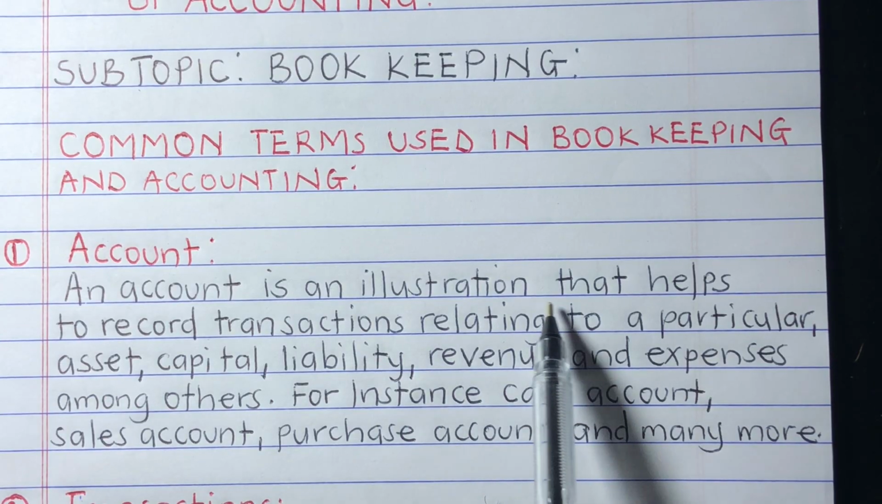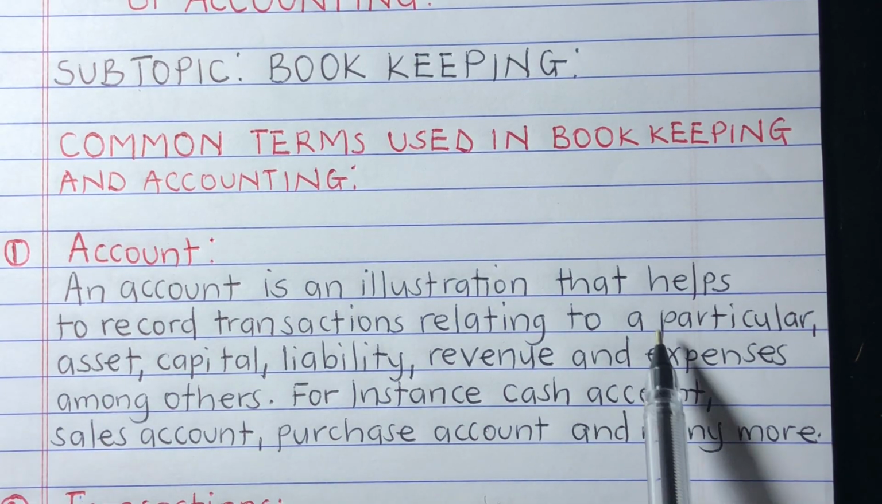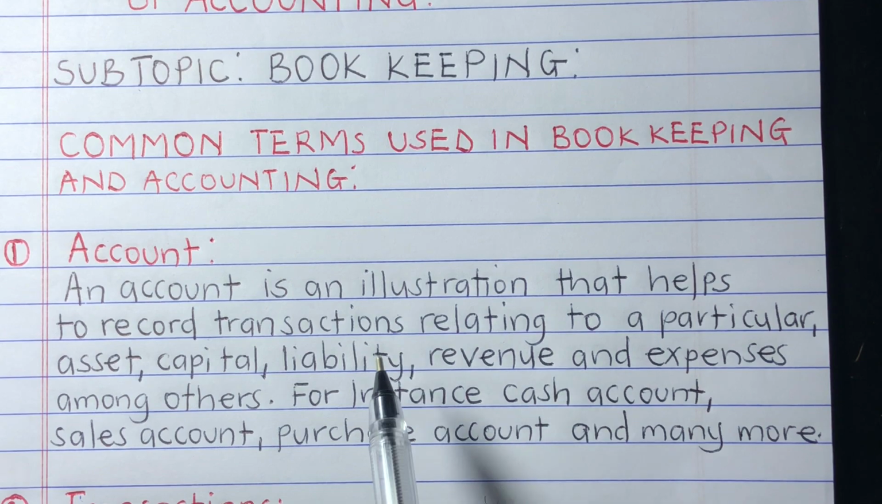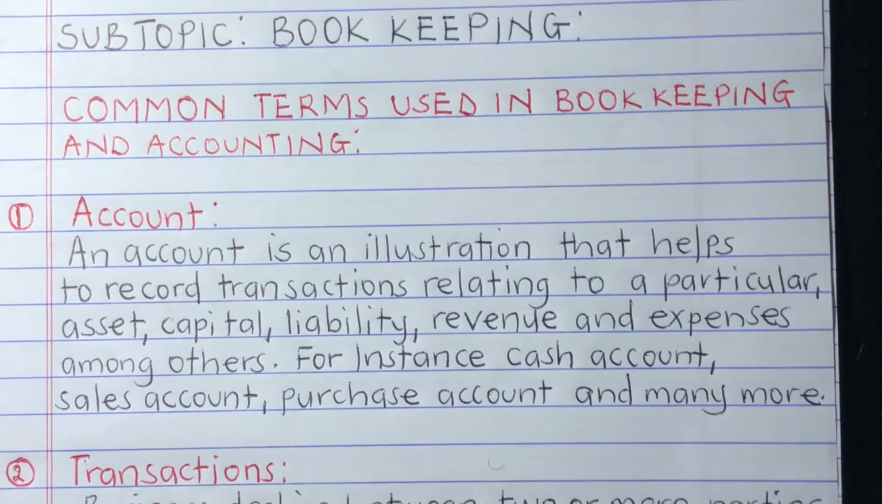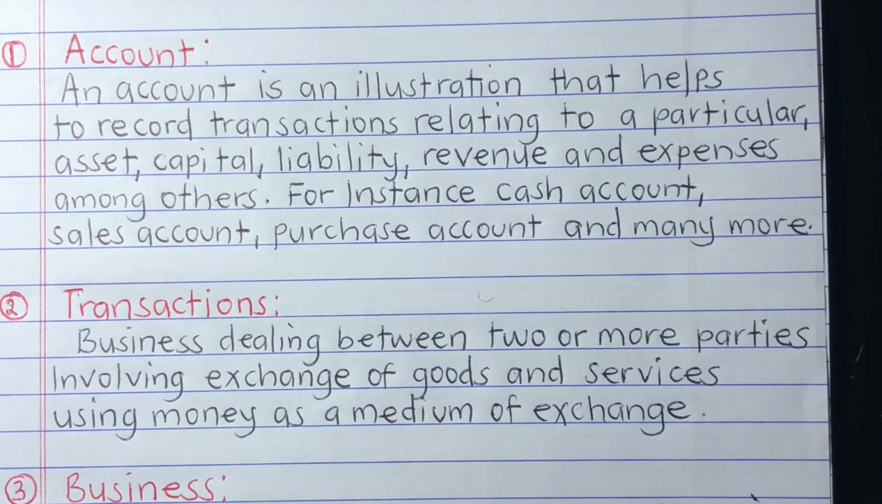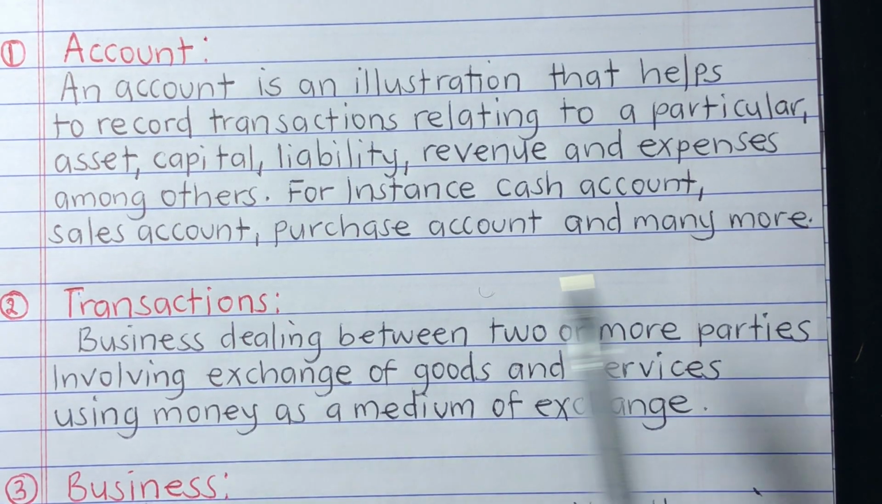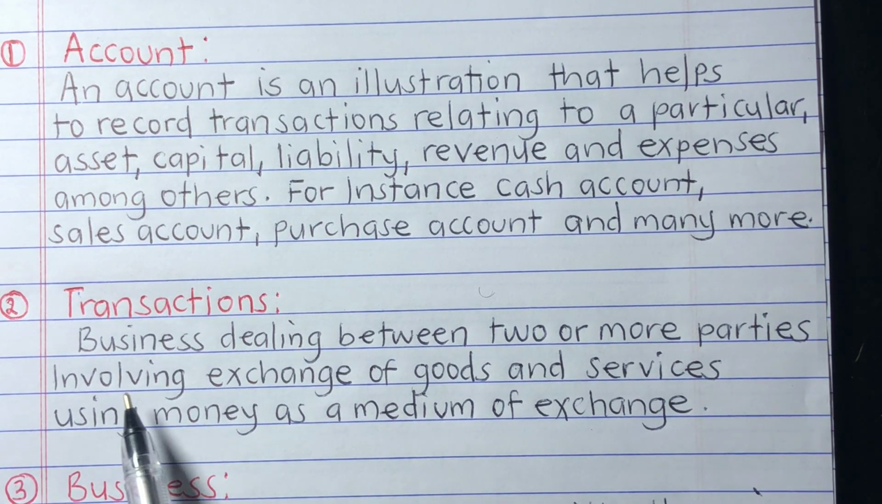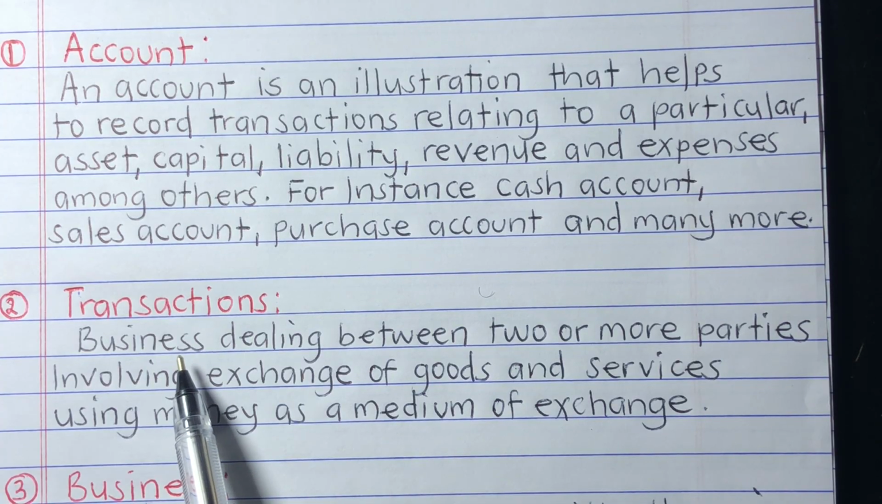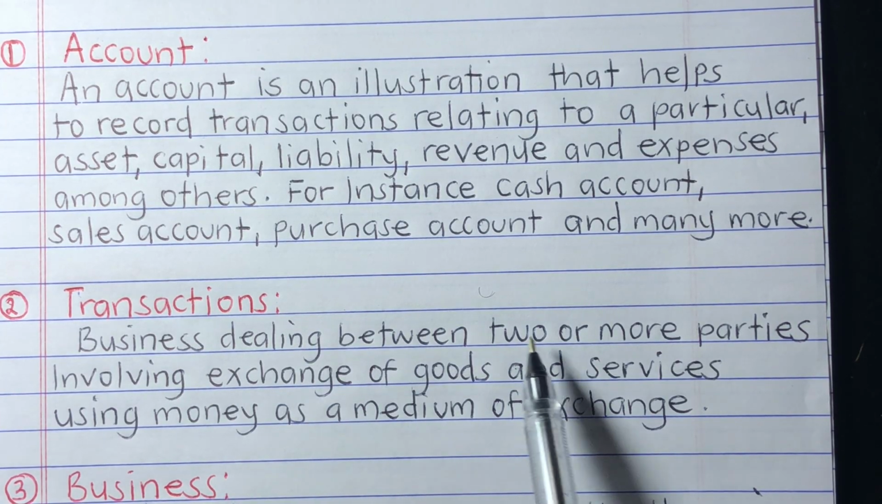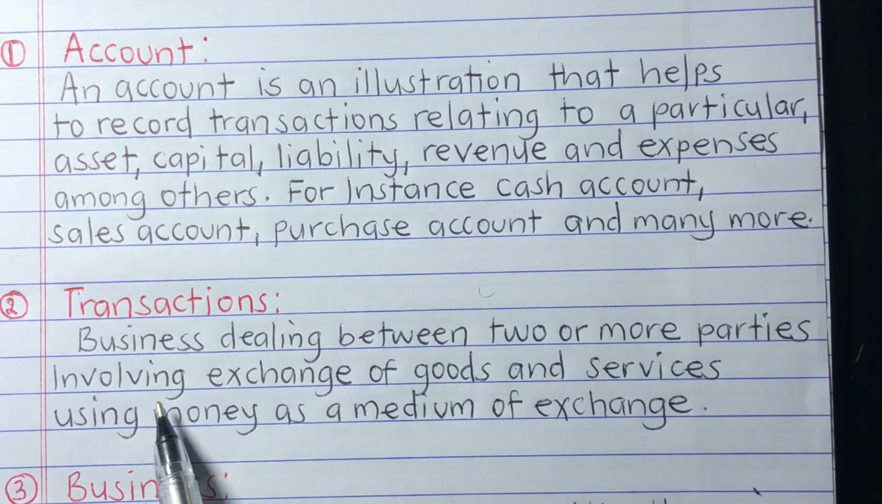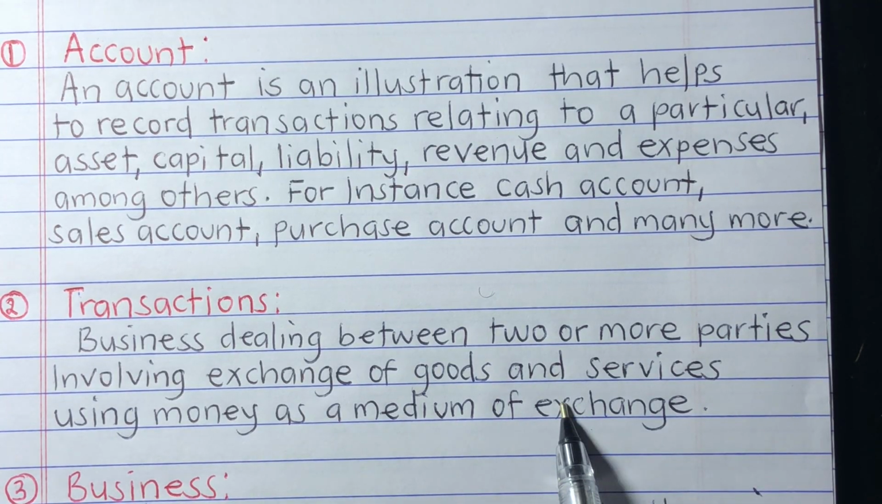So an account is just an illustration, as we're going to be seeing them in the principles of accounting and the bookkeeping section. That is our first term. Now the second term is the meaning of a transaction. Now a transaction just refers to a business dealing between two or more parties involving exchange of goods and services using money as a medium of exchange.